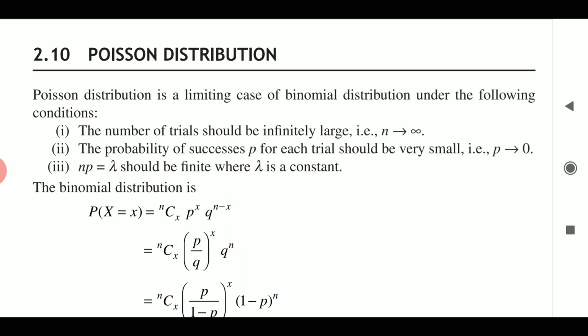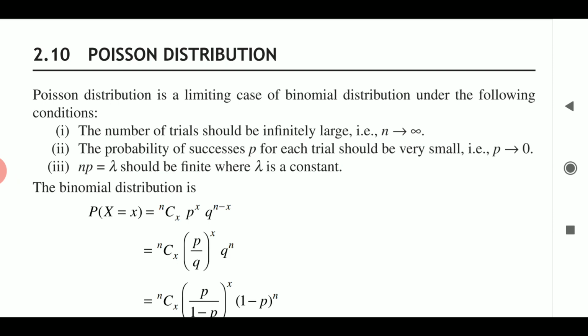Poisson distribution is a limiting case of binomial distribution under the following conditions. What is the first condition? The number of trials should be infinitely large, that is, as n tends to infinity. Like I told you, we have taken one example of tossing a coin 10 times. So instead of 10 times, if it is 100 times, 500 times, 1000 times, then that question could have come under the category of Poisson distribution. This is the first condition: we have to perform the experiment an infinitely large number of times.